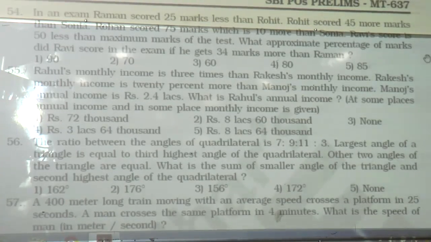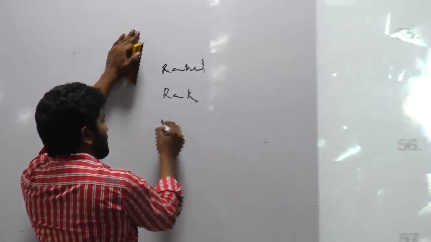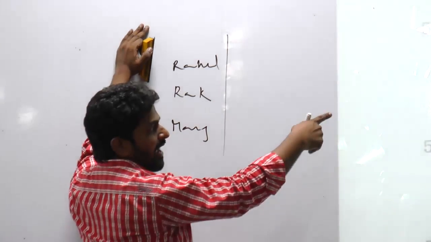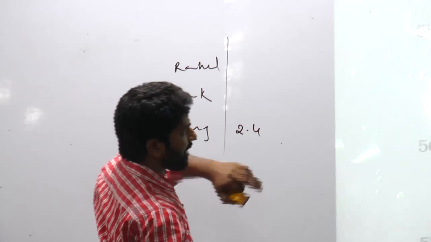Sometimes they have compared with respect to annual salary and sometimes monthly salary. Okay, whatever it is, need not worry about it. We have Rahul. Next, Rakesh. Who is the other fellow? Manoj. Now, Manoj's annual income is 2.4. What is your question? Rahul's.